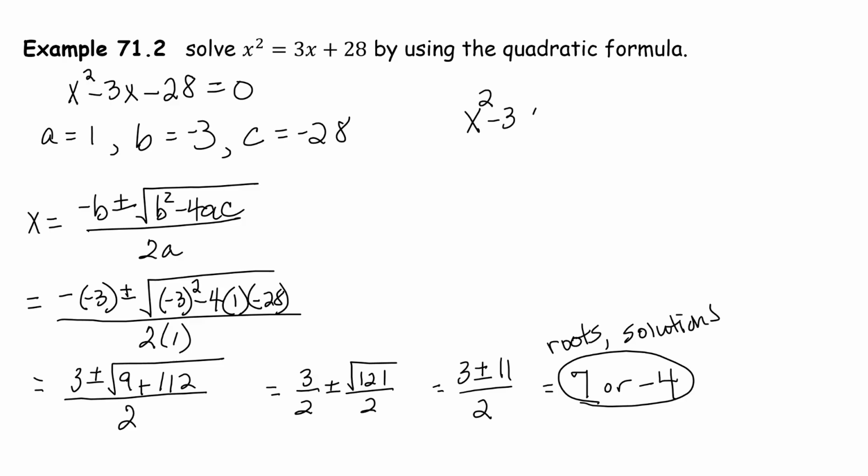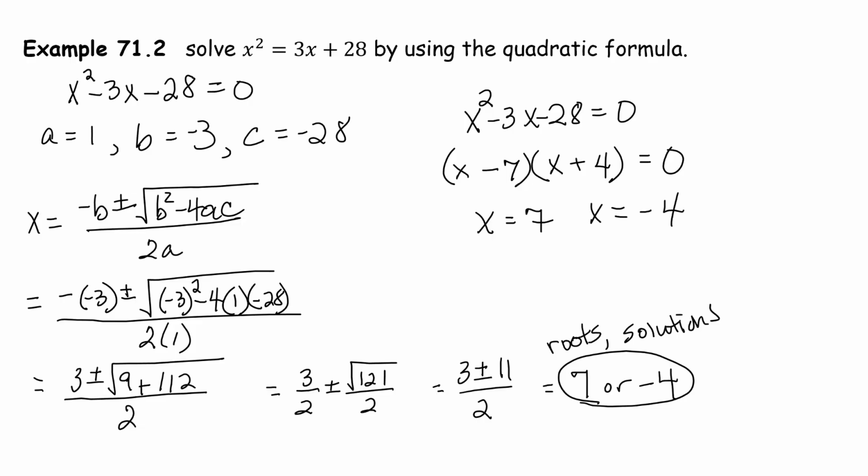x squared minus 3x minus 28 equals 0 factors into x minus 7, x plus 4, and therefore x minus 7 must be 0, which means x would be 7, or x plus 4 must be 0, which means x would be negative 4.